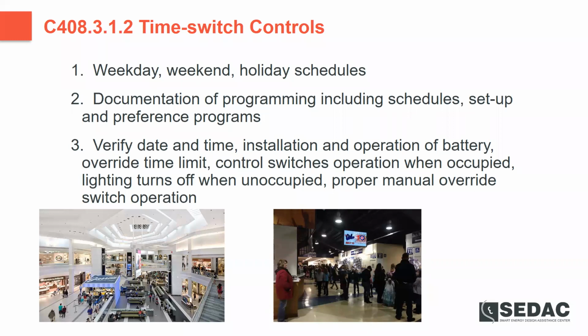And again, point number 3 there, verifying date and time, installation and operation of the battery backup, that the override works. Again, just testing and verifying in the space that if I hit this manual override switch, it's going to turn the lights back on. The schedule is going to turn these lights off, and that it's controlling the lights that are supposed to be connected to that particular sensor.